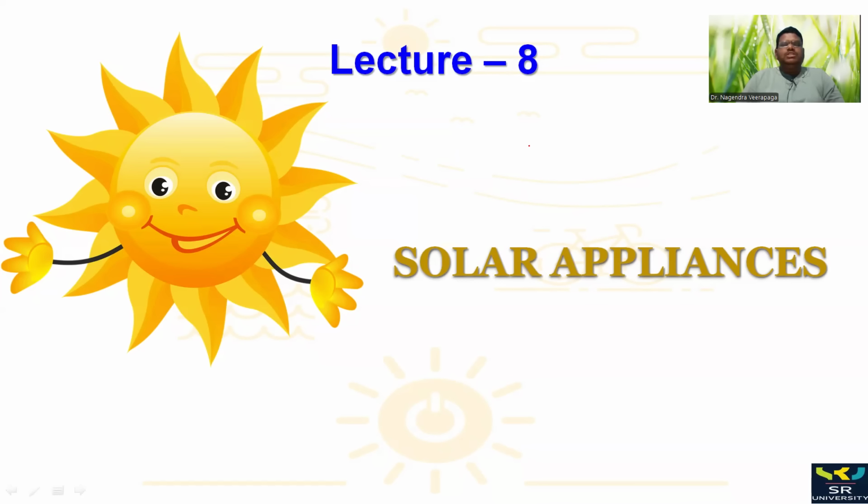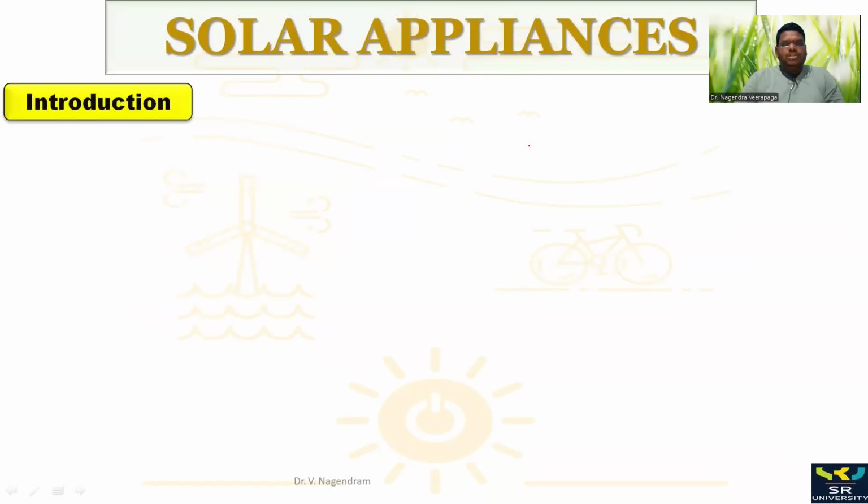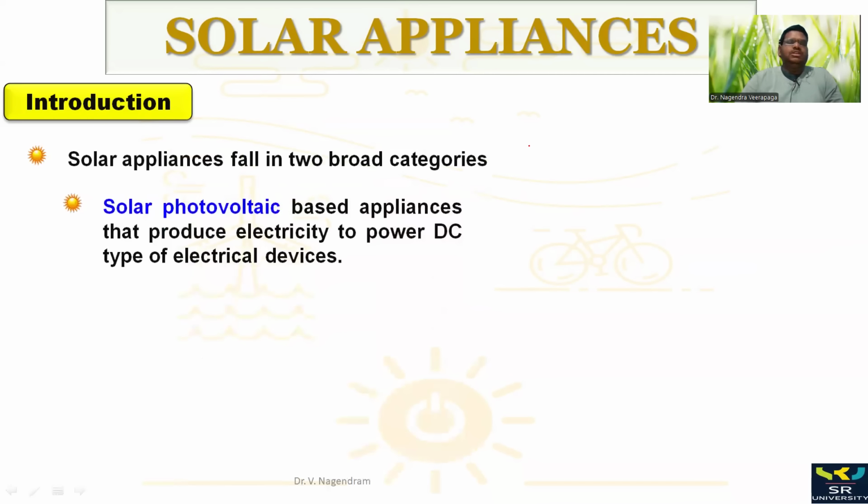Everyone. In yesterday's class, we discussed what solar energy is, what solar radiation is, how we can measure solar radiation, and what the various applications are where we use solar energy. In today's class, we are going to discuss solar appliances. In other words, these are the solar applications where we utilize solar energy. Broadly, we can classify them into two categories.